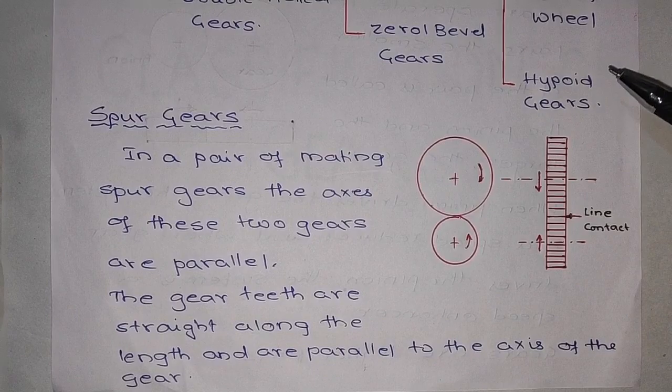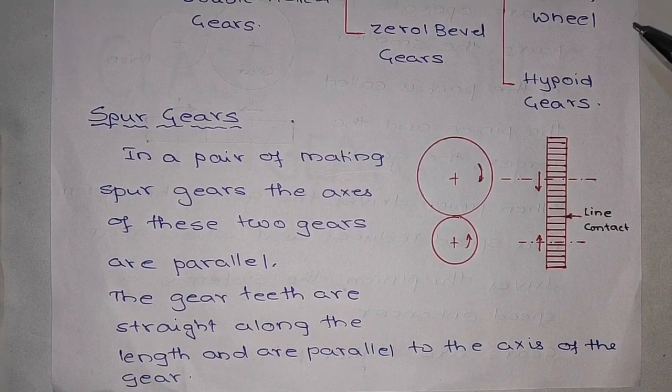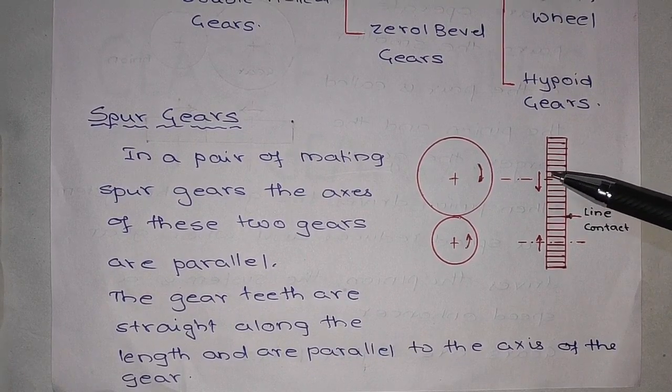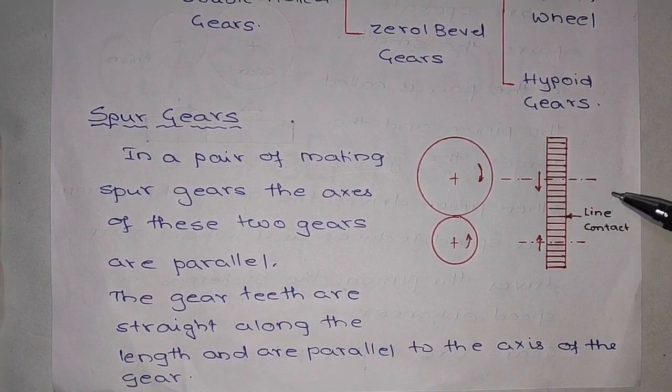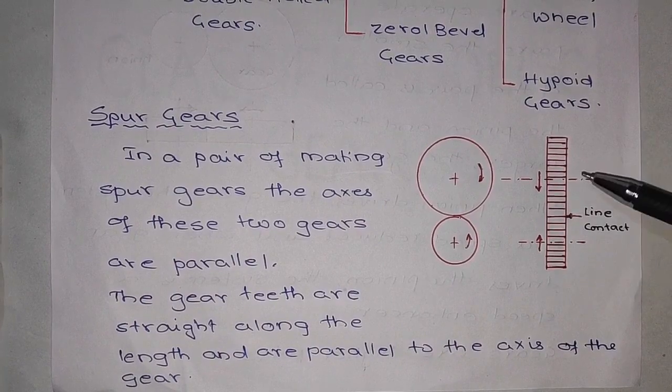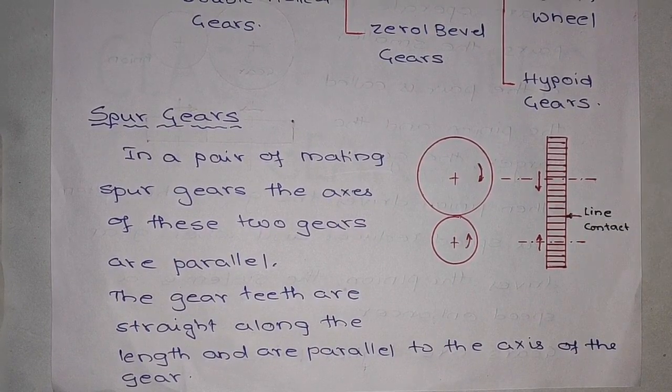You can refer to the introduction to gears in the YouTube card which will appear on the top right corner. Here the gear teeth are straight along the length and are parallel to the axis, as you can see in this figure. Hence, they are not subjected to axial thrust due to the tooth load. Spur gears can have both external and internal teeth. You can see this in the figure.